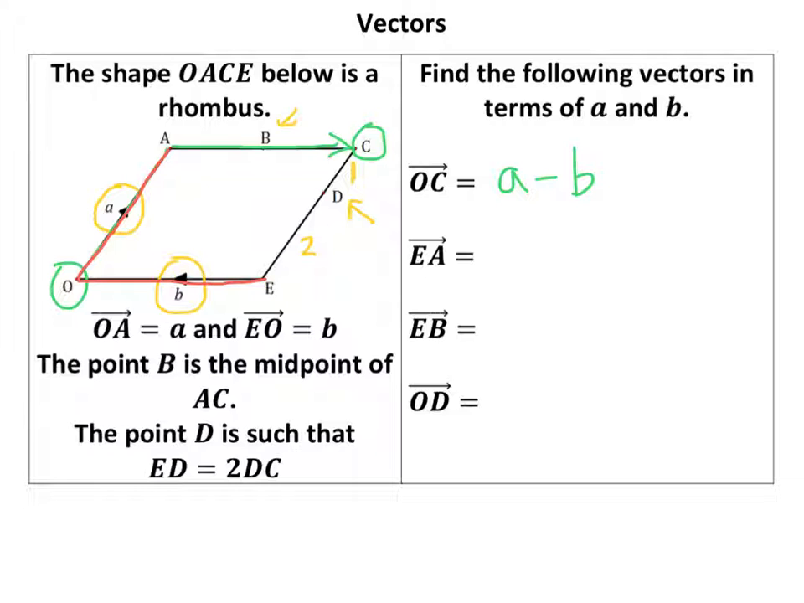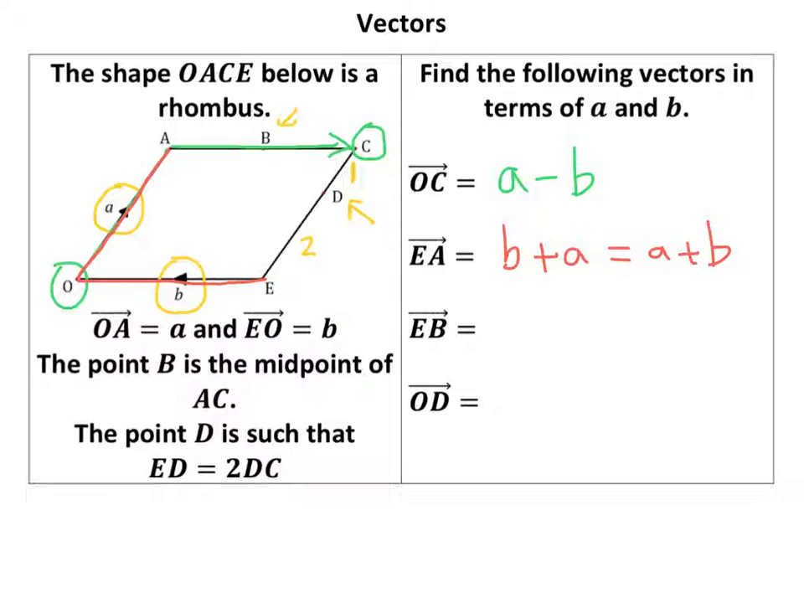Now EA, so E goes here to here. EA goes either B plus A, because we're going the same directions, or I like it in alphabetical order, A plus B. It makes no difference. Oh, I do A plus B, I'm actually going via C, aren't I? I go E to C, C to A. So there you go.